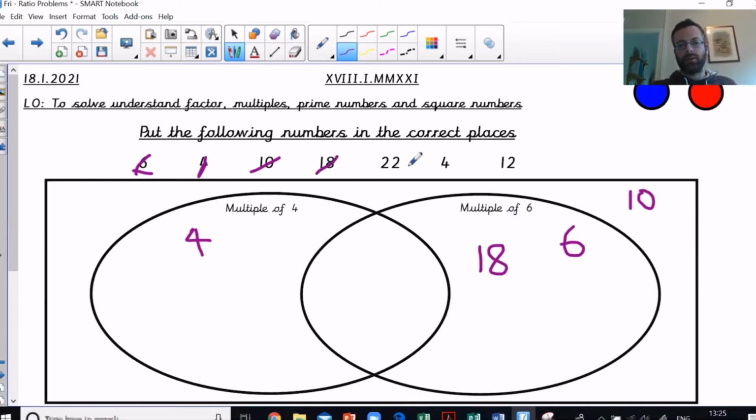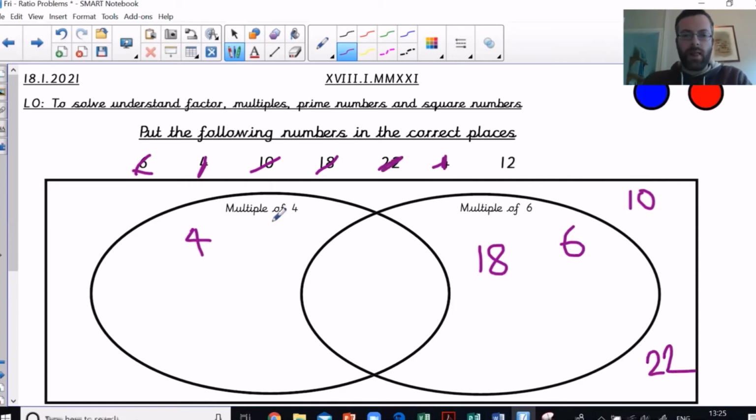22. Is it a multiple of 4? It's got a 2 in it, sounds like it should be, but it's not. 4, 8, 12, 16, 20, 24, misses out 22. Is it a multiple of 6? 6, 12, 18, 24, it misses out 22. So 22 is going to go out here somewhere. 4 we've already done, so I'm just going to ignore that, that's my mistake.